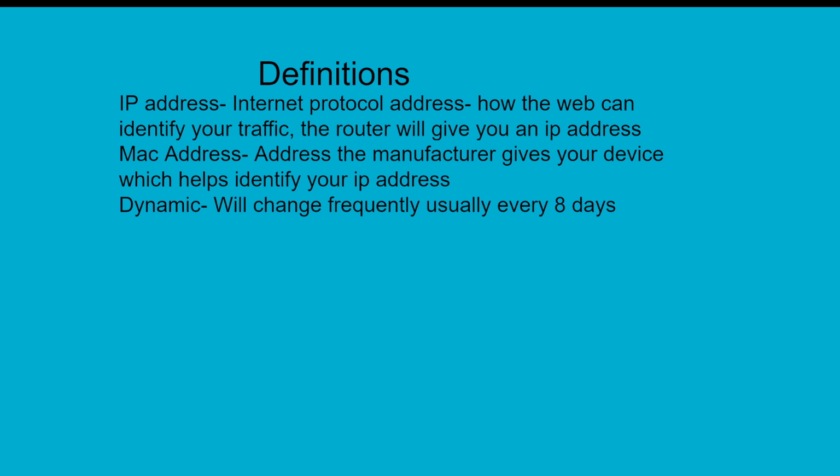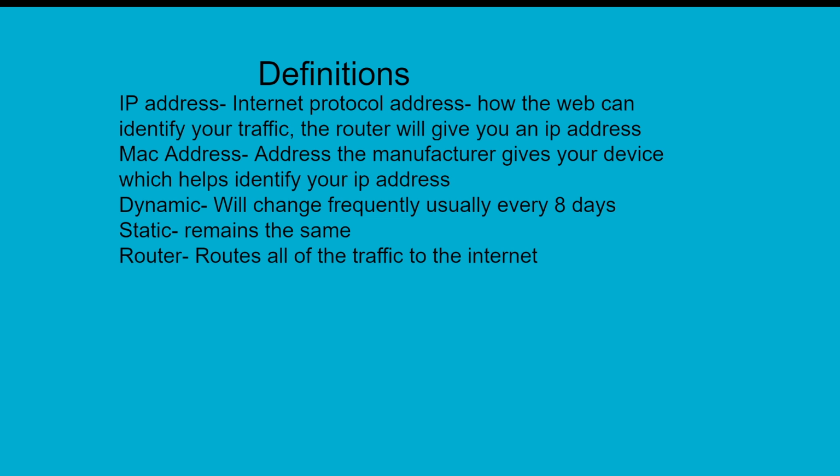Now, dynamic is when your IP address will change often. Usually we have a lease that's about 8 days, and after those 8 days are up, we can either renew that lease or dump the IP address altogether and get a whole new one. Static means that the IP address will remain the same the entire time. Often we want to create these for things like servers, routers, switches, pretty much anything that we need to stay the same and never change.